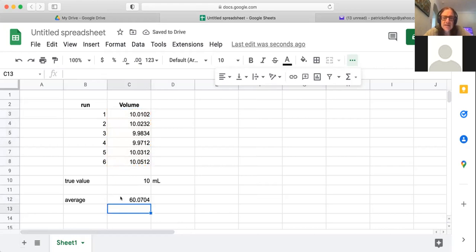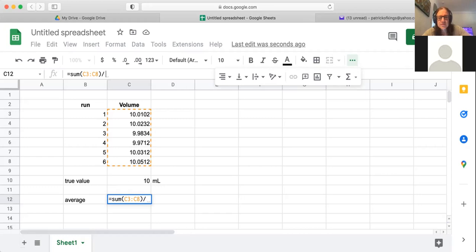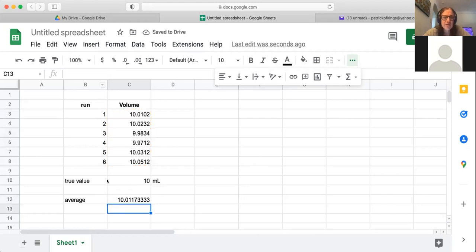Now that's not the average, that's just the sum. So I'm going to come back over to that cell and divide it by 6. Why? Because remember, the average is the sum divided by n, and our n is 6. Okay, there's our average. So let me write: our true value is 10. Our n value is 6.